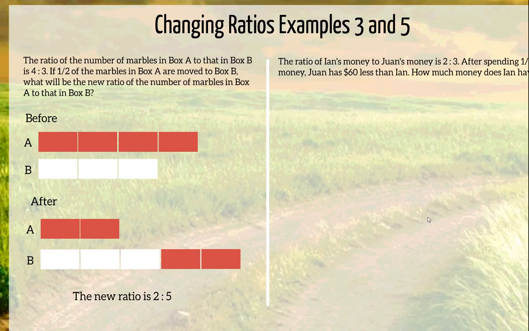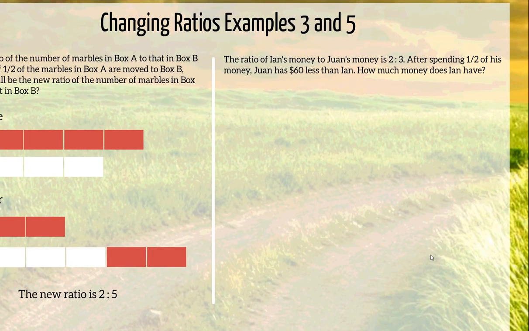Then we look at another example. I'm going to move the screen. The ratio of Ian's money to Juan's money is 2:3. Now, after spending half of his money, Juan has $60 less than Ian. How much money does Ian have?